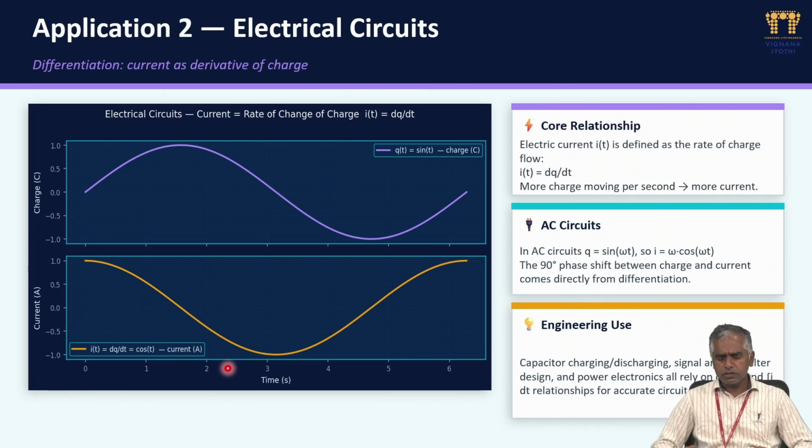In engineering, capacitor charging or discharging, signal analysis, filter design and power electronics all rely on dq by dt and integral of i dt relationships for accurate circuit modeling. If you look at the diagram, they show the flow of the current. The curves represent the flow of the current.